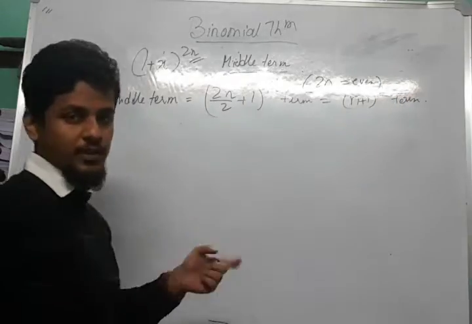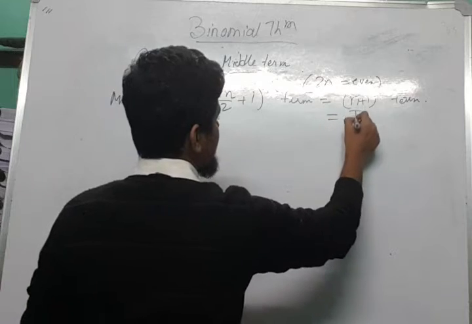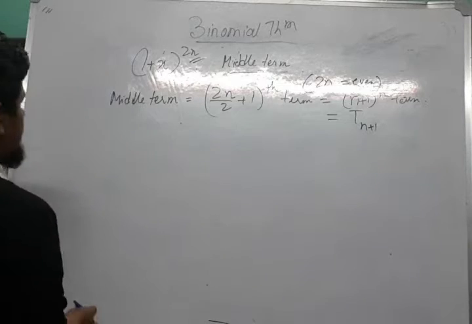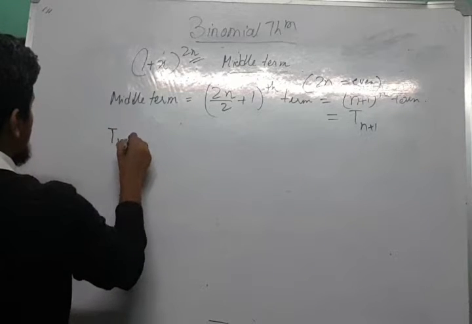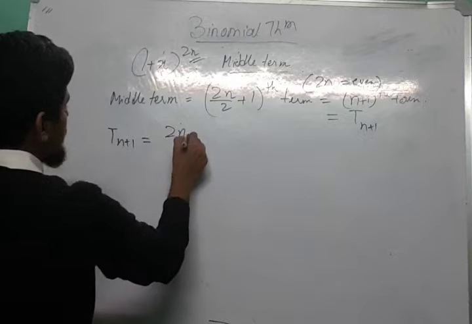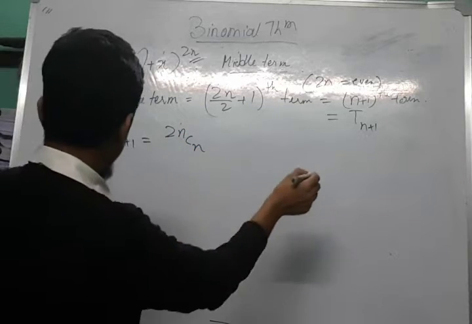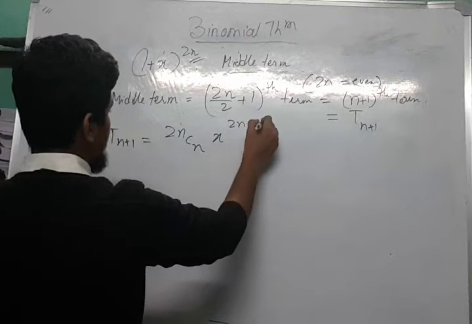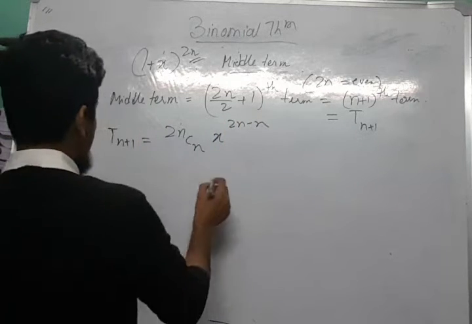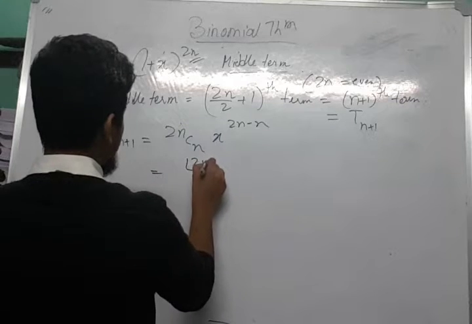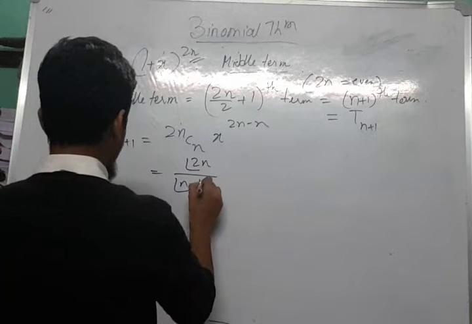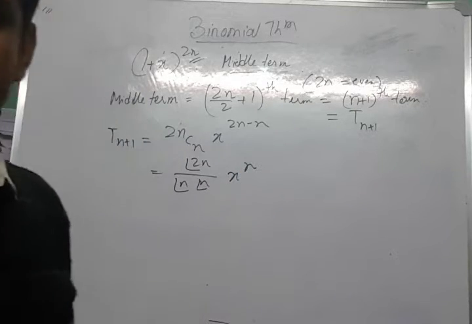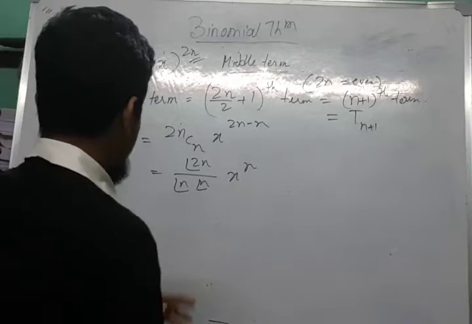So what is the (n + 1)th term? The (n + 1)th term we can denote as capital T with the suffix n + 1. So this denotes the (n + 1)th term. So in this case, T(n+1) will be equal to 2nCn into x to the power 2n minus n. So this is the formula. So this will be equal to (2n)! by n! n! into x to the power n. So this is basically the structure.